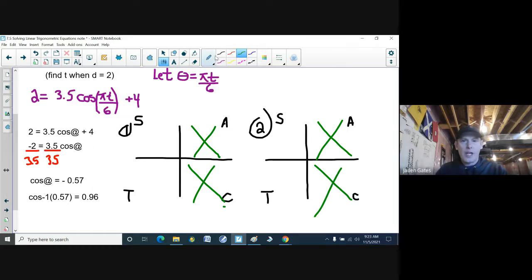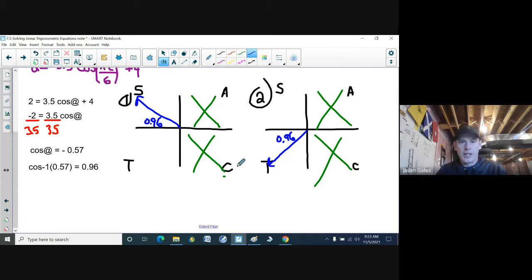All right. So, again, with the CAST rule, cosine's negative, so it can't be here. And C, so it can't be here. Same over here, it can't be here, and can't be here. Now when I look at my reference angle, I got 1 answer here and 1 answer right here. So that 0.96, again, your reference angle is always measured towards your x-axis. So there we go, there's our 2 0.96s.